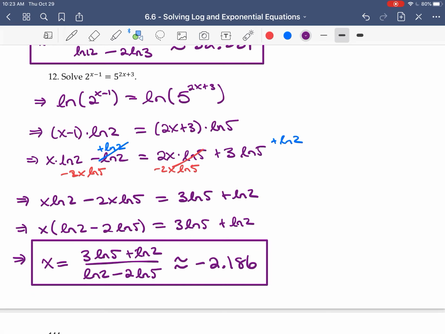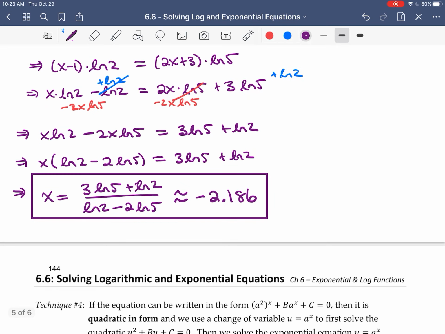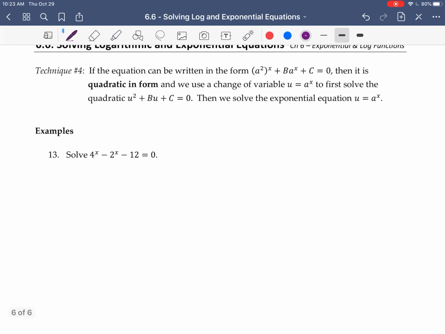And if you use this exact answer for x and plug it in up here, you'll get two things that are equal, surprisingly enough. Okay, so one more example. So we could have things in quadratic form.